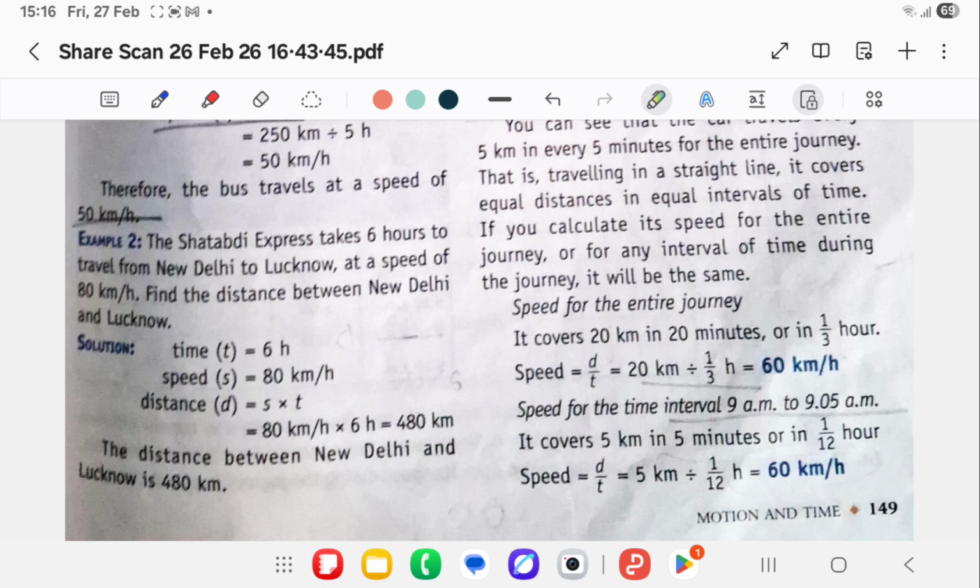Now, the Shatabdi Express takes 6 hours to travel from New Delhi to Lucknow at a speed of 60 km per hour. So we have been given the time and the speed, and we have to calculate the distance. So what will we do? We will multiply the speed, km per hour, into time, then we can calculate the distance.